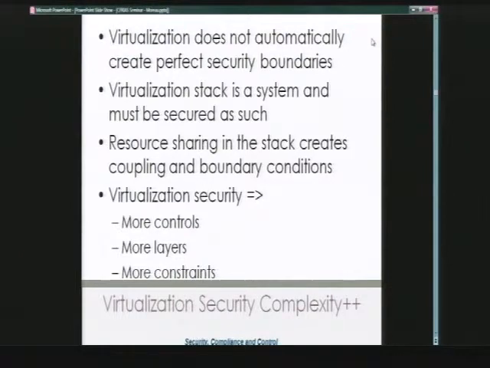What's the impact of virtualization on security in general? Well, of course, it doesn't automatically create perfect security boundaries. And that's because of the flaws in the underlying software. Now, where do those flaws come from?